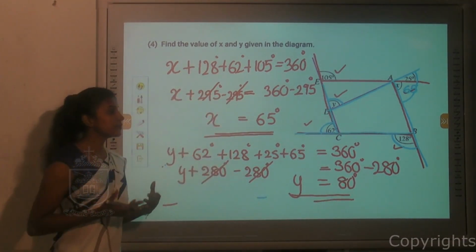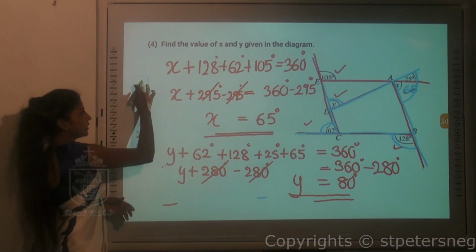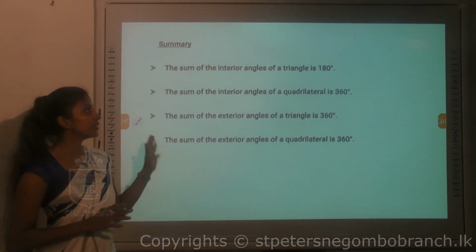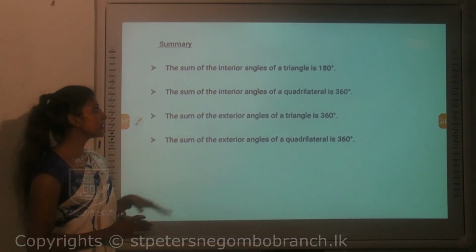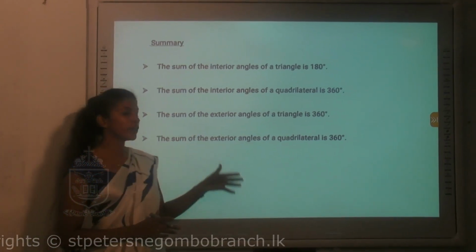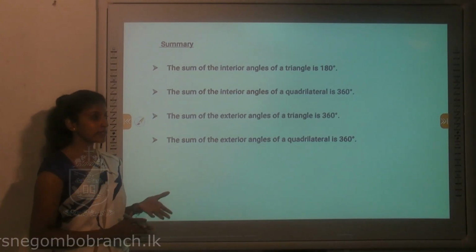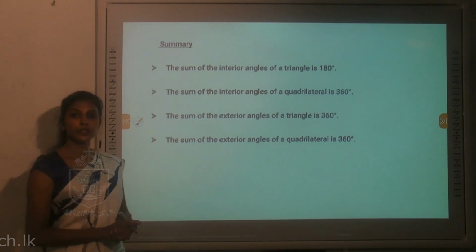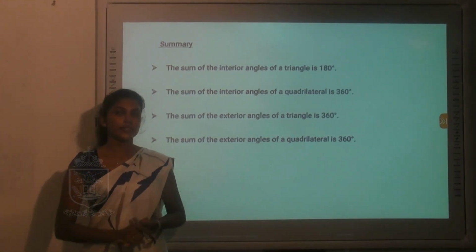Okay students, so this is the final example of our lesson. So I hope everything is clear now. This is the summary of what we learned in the whole lesson. At first we discussed the interior angles in a triangle, that is 180 degrees, and then interior angles of a quadrilateral is 360 degrees, and then exterior angles of a triangle is also 360, and also exterior angles of a quadrilateral is 360 degrees. So that is the end of the lesson. So let's meet in another new lesson in another video.